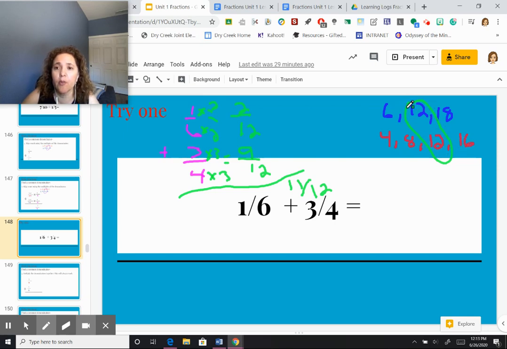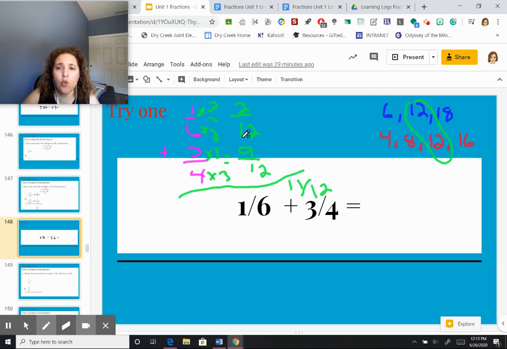I said, oh, look, 12. They both have a 12 in common. So 12 is going to be my least common denominator. So I wrote that in my denominator. And then I said 4 times what is 12? 3. And if I wasn't sure, look, 1, 2, 3, it's the third number in. Times 3, 3 times 3 is 9.